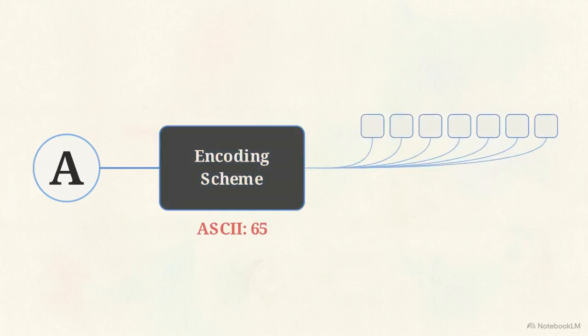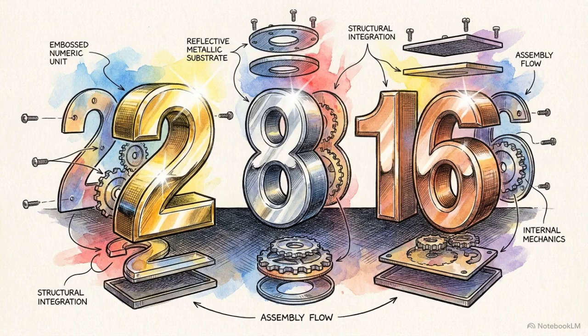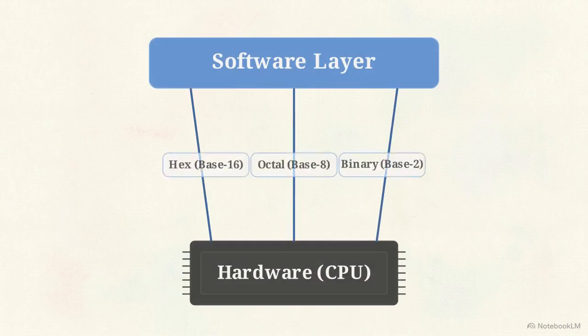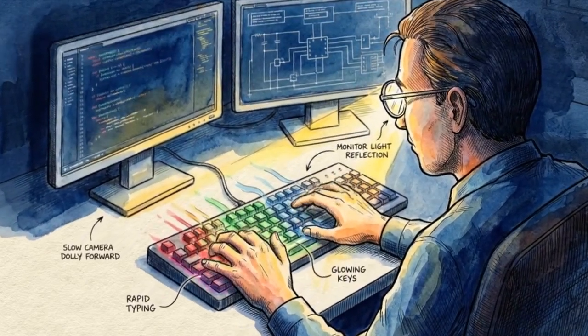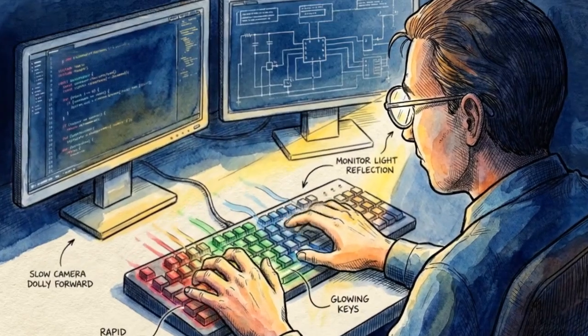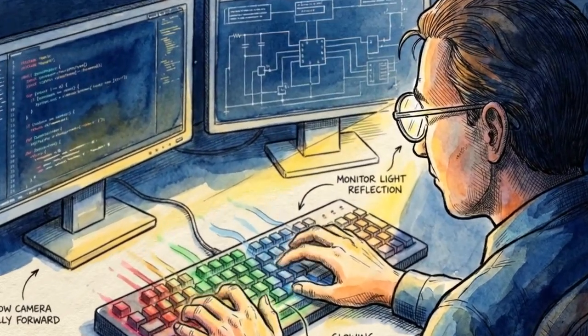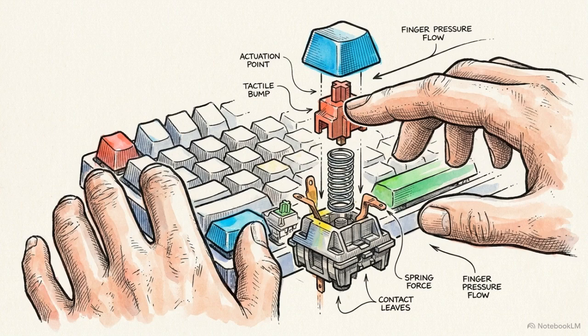Bridging this gap requires encoding schemes. These are mathematical protocols that map symbolic human meaning, like the letter A, directly to specific electronic patterns. Numbering systems such as base 2, base 8, and base 16 are not just academic concepts. They are the structural frameworks that allow software to communicate with hardware. To understand the digital world, we must look at how engineers translate complex human instructions into sequences of on and off pulses. We can observe this translation pipeline by using the word data as a test subject.